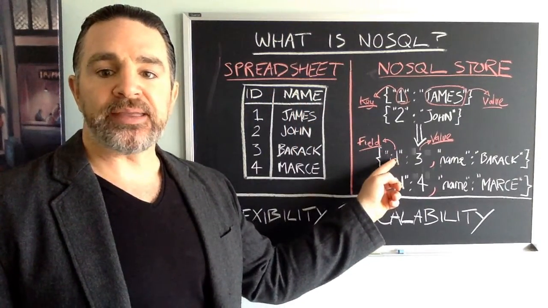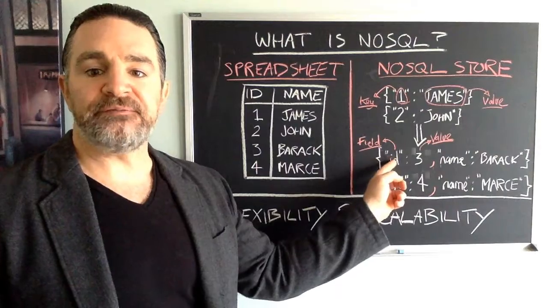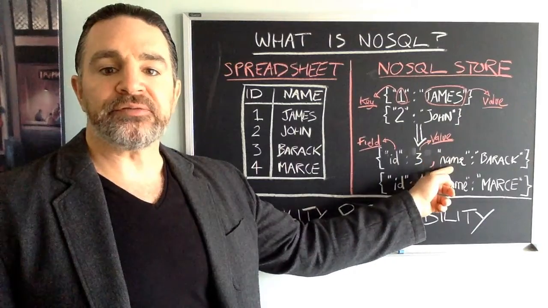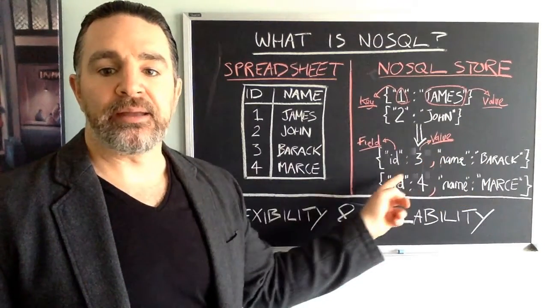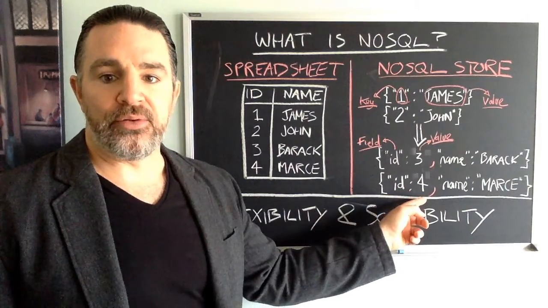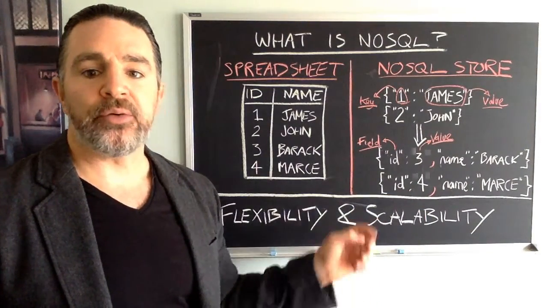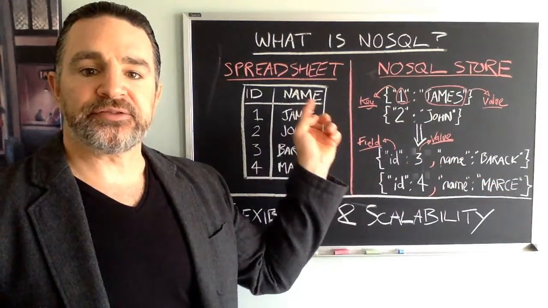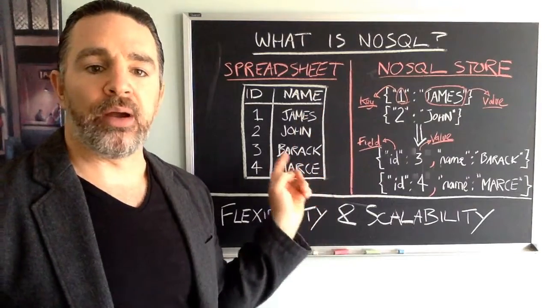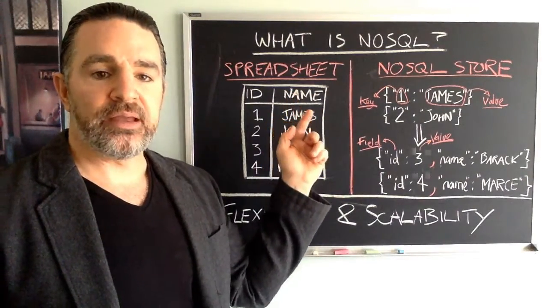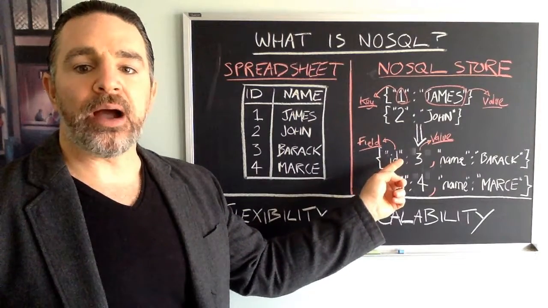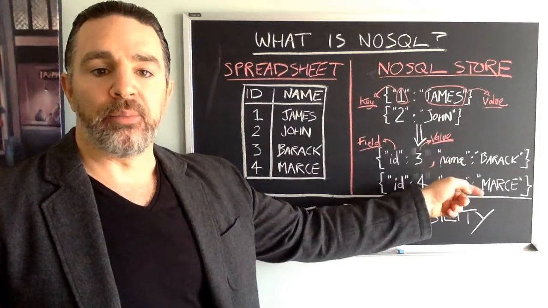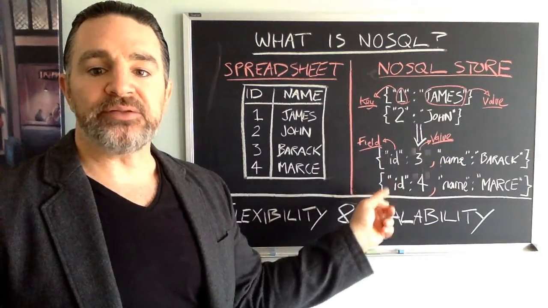So instead of a key value, I'm referring to this as field value. Field of ID, value of 3. Field of name, value of Barack. Field of ID, value of 4. You get the picture. So here you see, although we don't have the strict schema that we do in our relational tables or spreadsheets, we are providing the metadata, so we are explaining what these values are by using the keys.